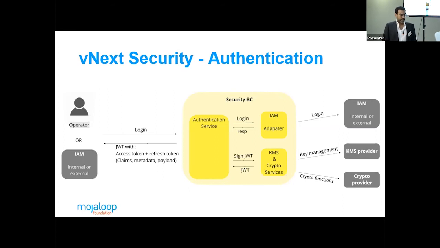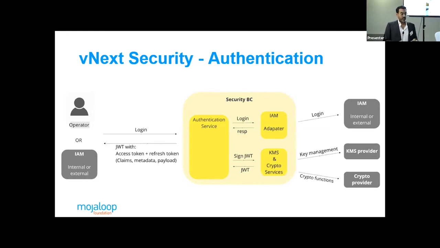What this means is that, for example, an operator can use its own login in an Active Directory environment in a bank and log in to the modular loop platform with its credentials. The same can be said for the cryptographic functions and for the key management storage. It's the same mechanism. We can use an external secure KMS provider or a crypto provider, which can be an HSM, for example. Again, the same is happening.